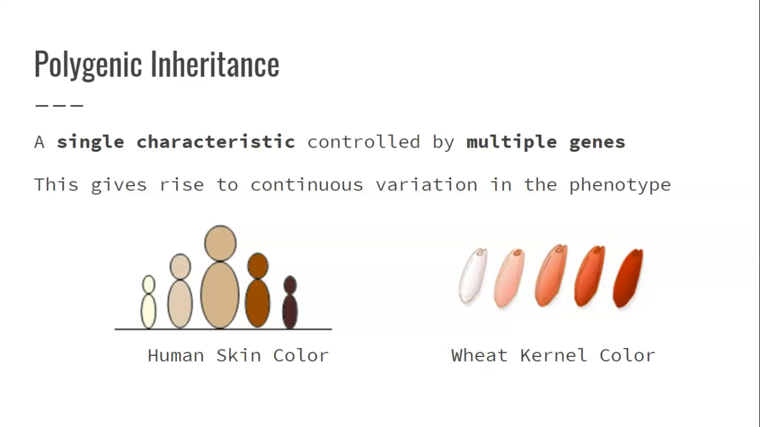The two topics we're going to strictly focus on in this lecture are human skin color and wheat kernel color. Both of those, I'm sure you've seen humans before, so you know that there are different skin colors. Maybe you haven't seen wheat kernels before, but there are different colors, so just take my word for it on that one. We're going to talk about how this single characteristic can be controlled by multiple genes.